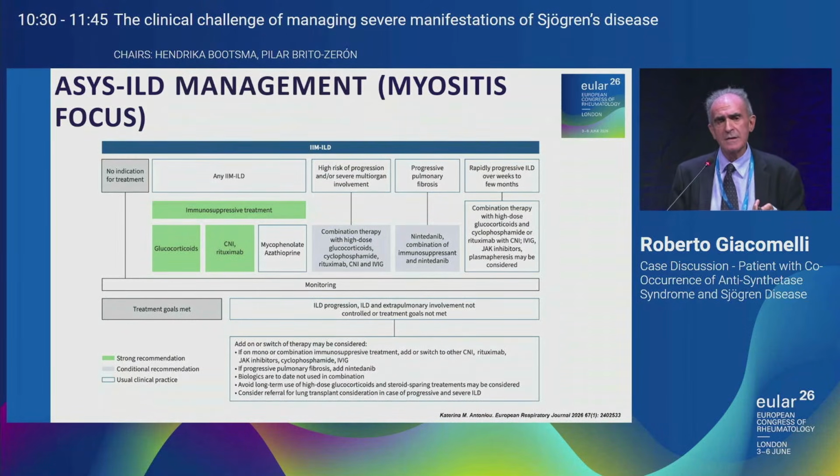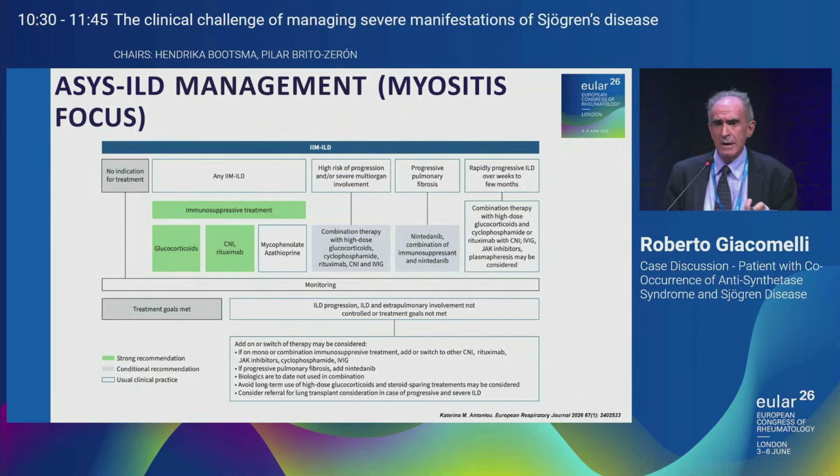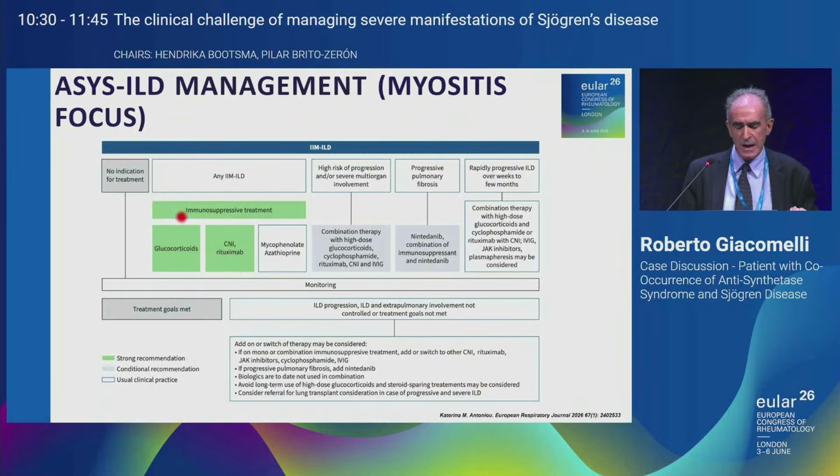As far as antisynthetase interstitial lung disease management is concerned, guidelines have been recently published. Of course, guidelines try to transfer the complexity of the disease into accountability and the possibility to treat our patients, which we know are generally different from each other. Anyway, the suggestion is that when we have an interstitial lung disease associated with inflammatory myositis, we have to start an immunosuppressive treatment, including glucocorticoids, calcineurin inhibitors, and rituximab, more than mycophenolate.